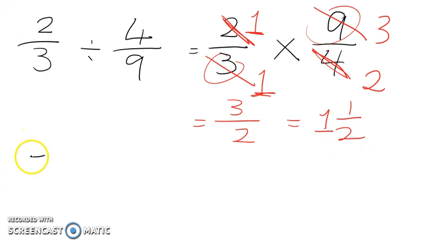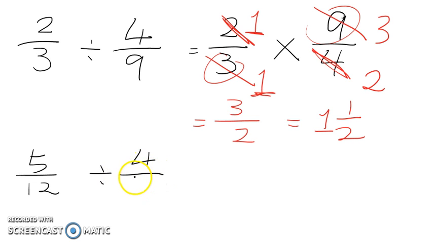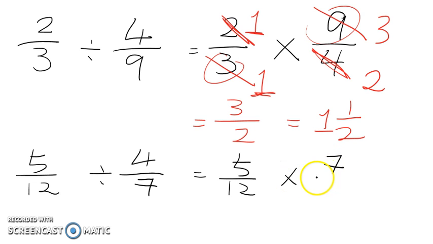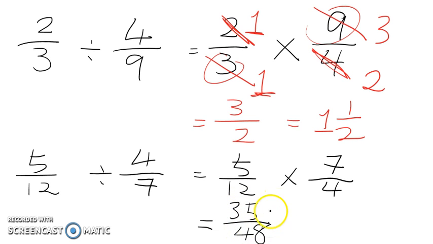Another example, 5/12 divided by 4/7. 5/12 stays the same, times 7/4. So 5 times 7 equals 35. 12 times 4 equals 48. Why aren't I doing any crossing out? Because there's nothing you can cross out.